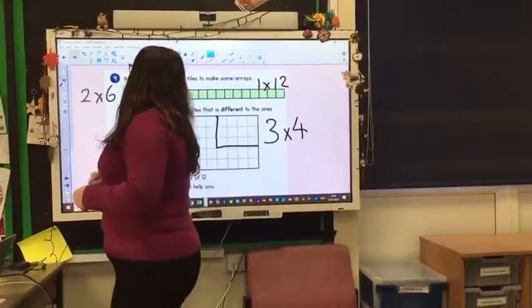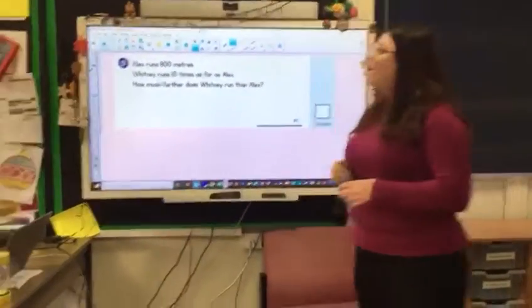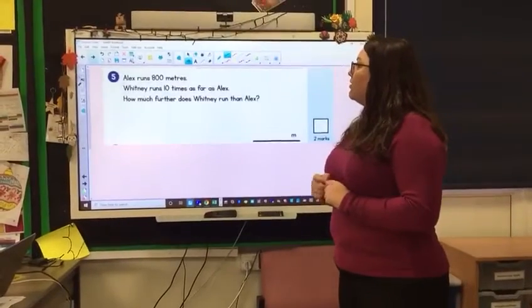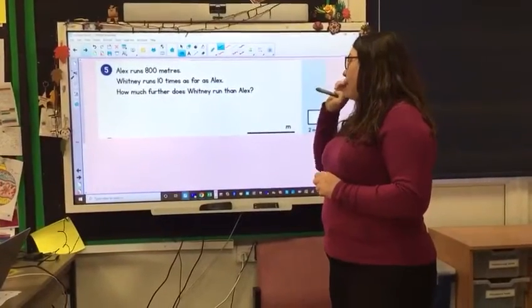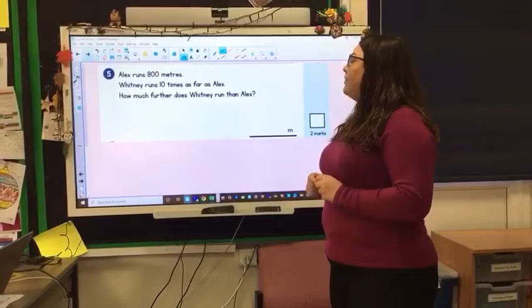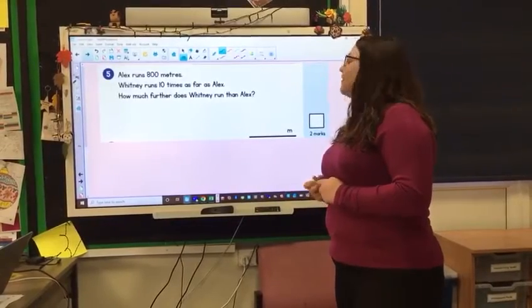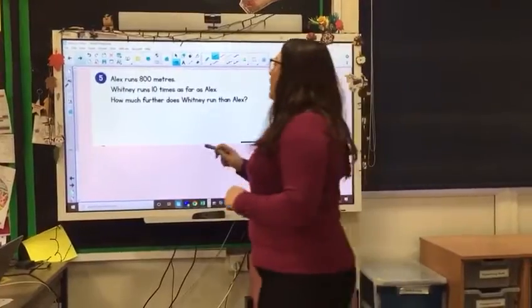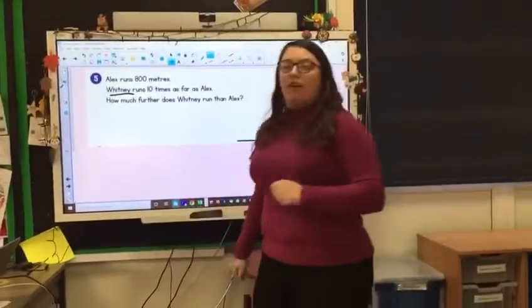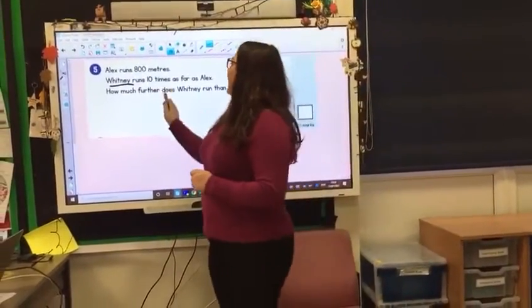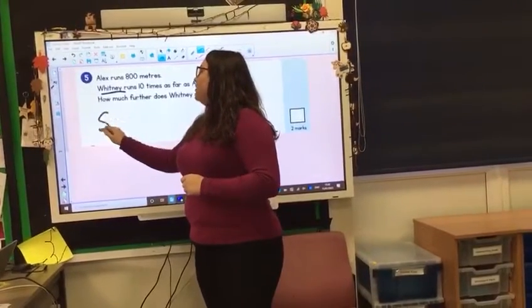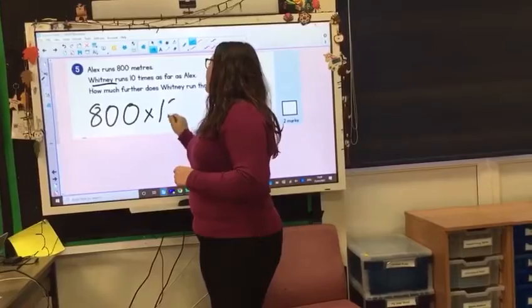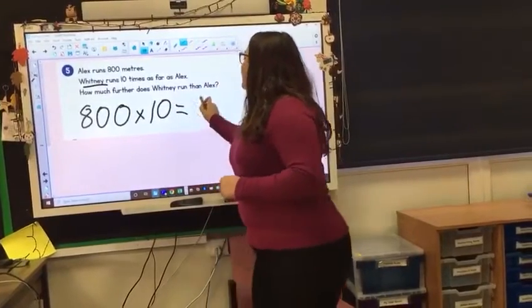Okay, number 5. Alex runs 800 metres. Whitney runs 10 times as far as Alex. How much further does Whitney run than Alex? Now, this is a 2-step problem. First of all, we need to work out how far Whitney's running. So she's running 10 times as far as Alex, so 800 times by 10. We know that is 8,000.